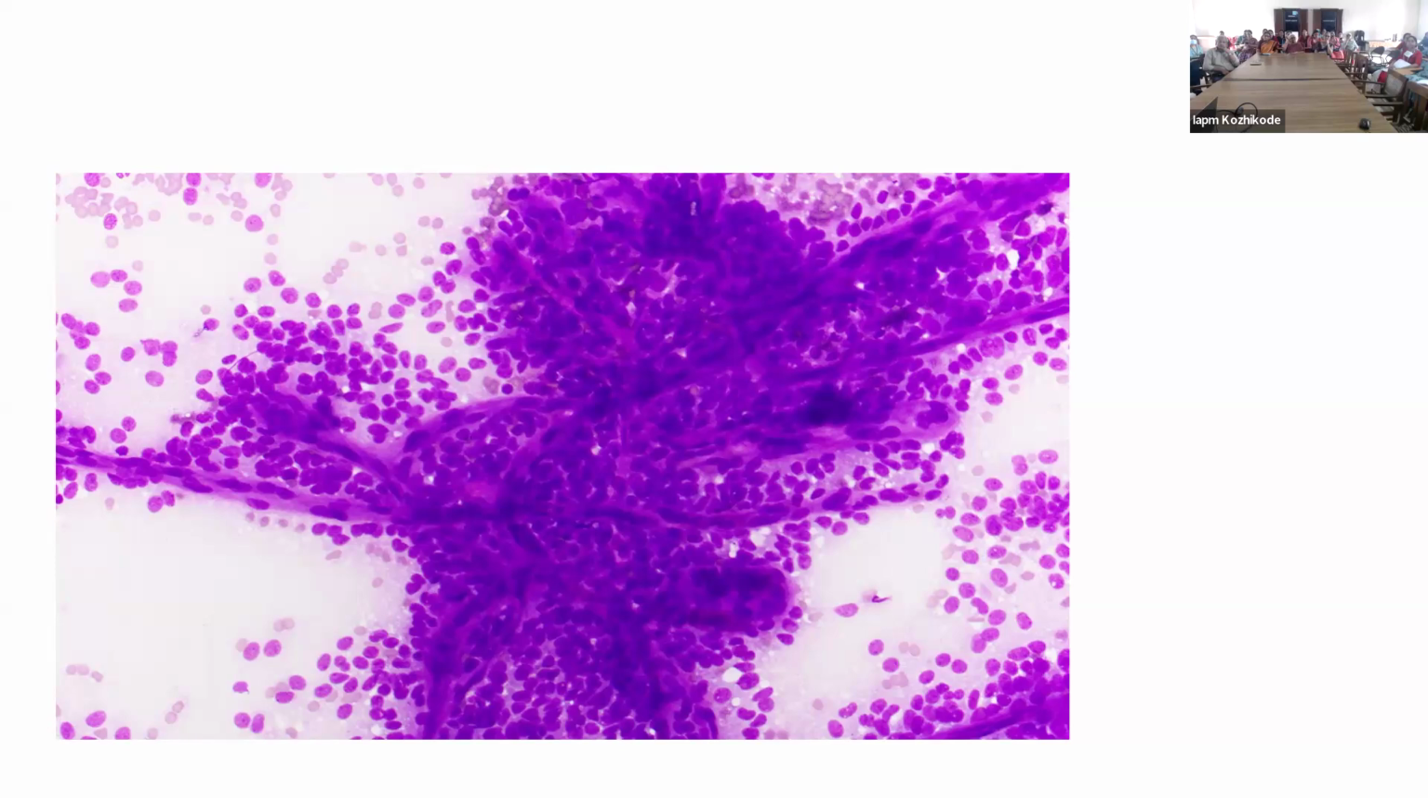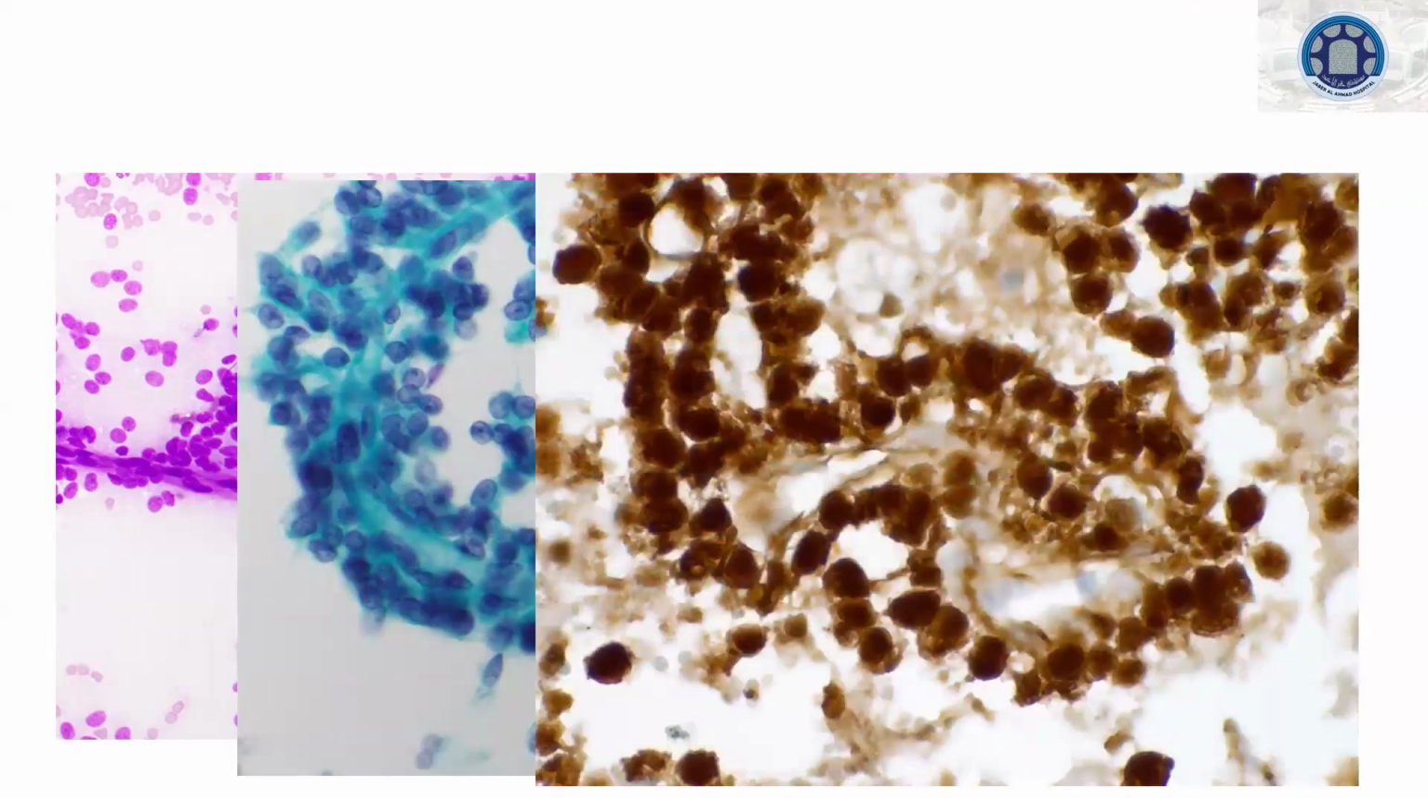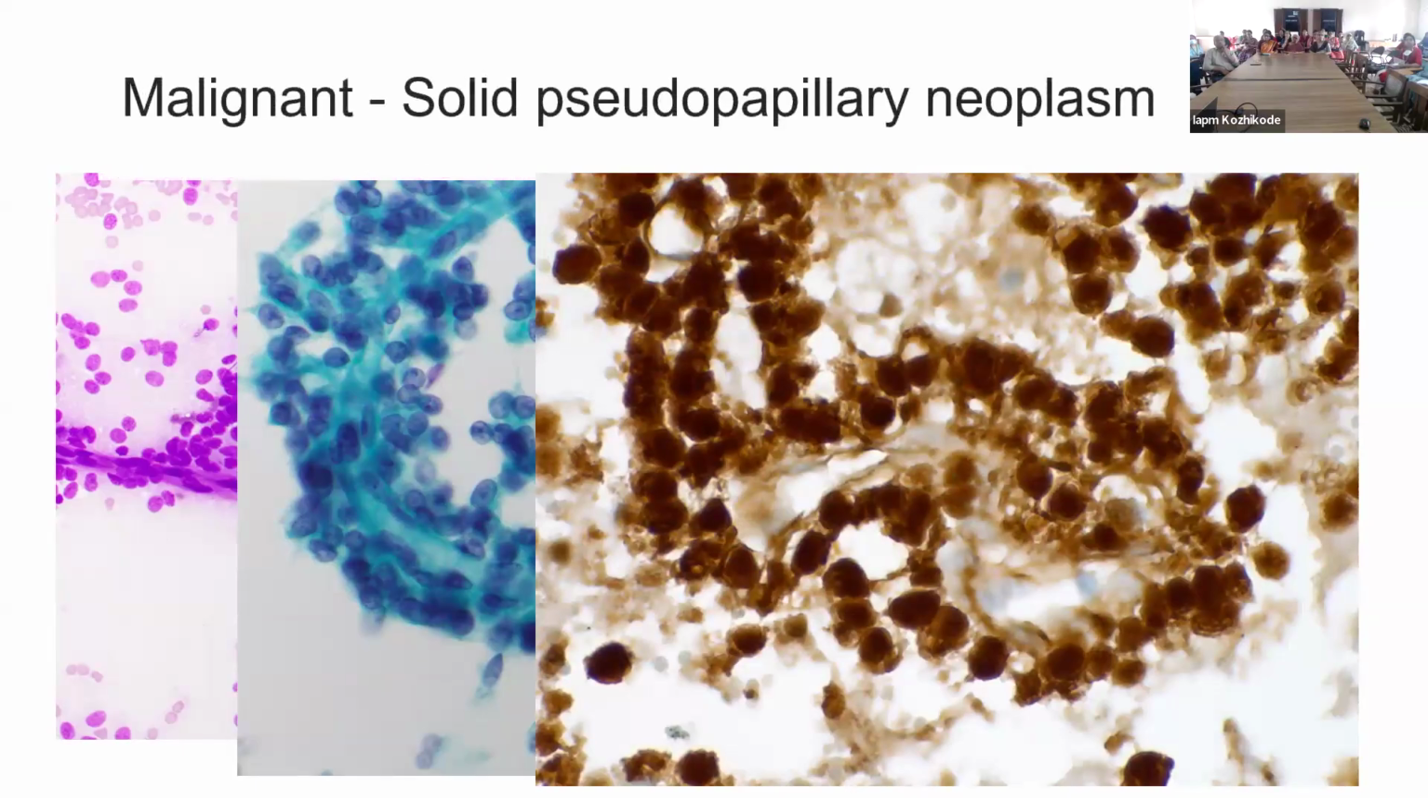Now, what is this? These are all classic cases which you may or may not get in exam, or in real life actually. But this is a classic appearance. Tell me what is this? Anyone, SPEN please? SPEN, very good. It is SPEN. You are seeing these papillae lined by monomorphic cells. What is this immuno? What immuno is this? Beta-catenin. Very good.